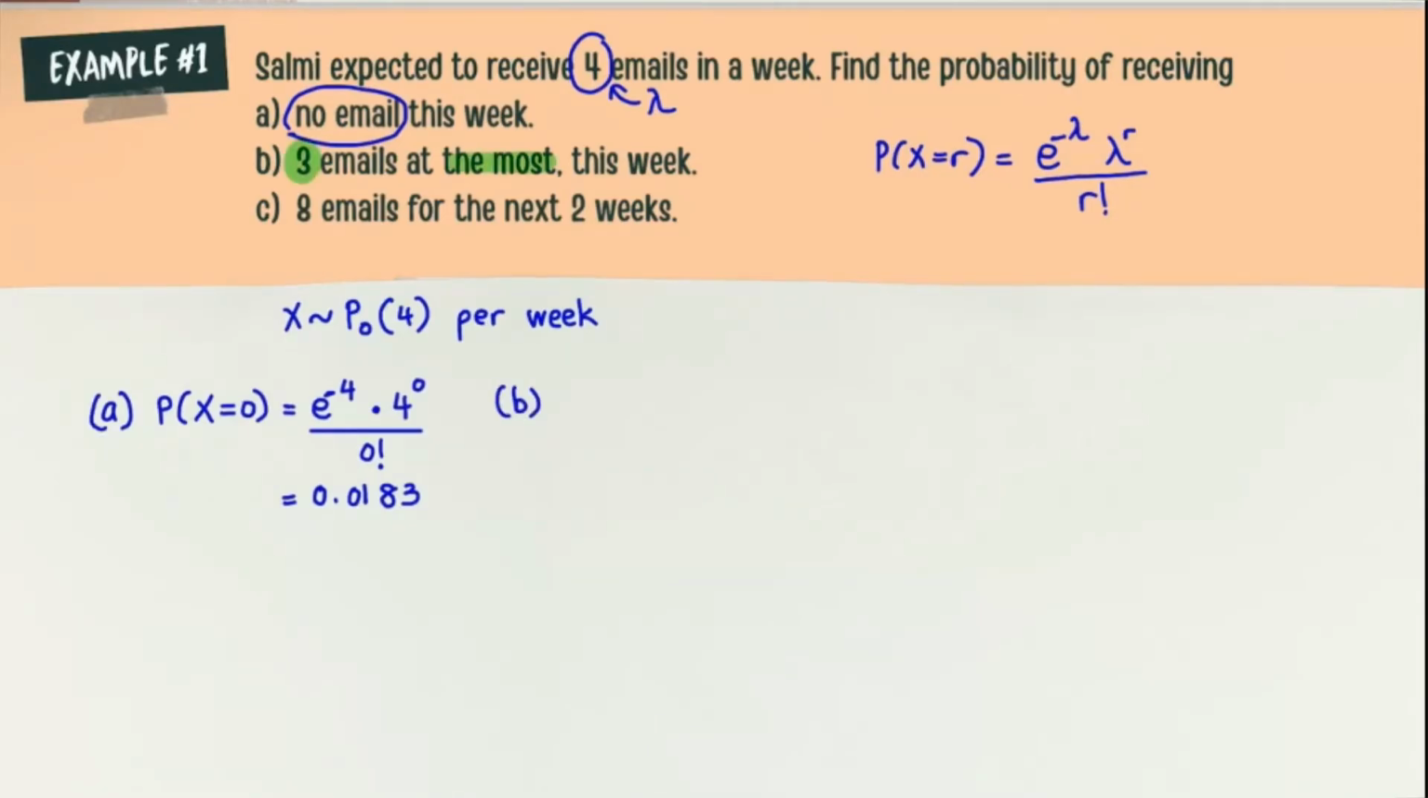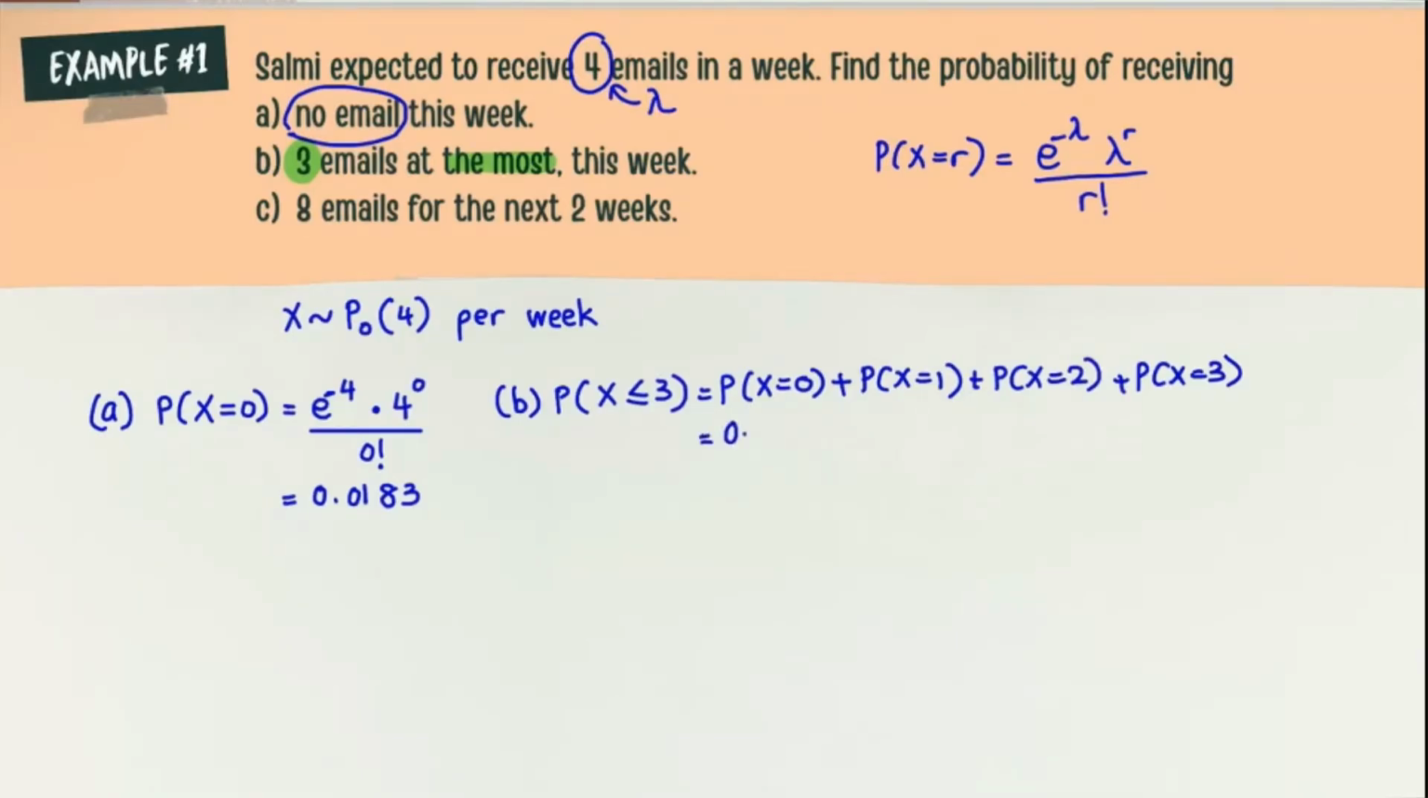Okay. Seterusnya, let's look at part B. 3 mails at the most this week. Maksudnya, dia receive at most 3 email on that week. Okay, kalau at most dia merujuk kepada paling banyak 3. So, X less than or equals to 3. Maksimum kita 3 je. Okay, so ini yang kita akan buat. Kita gunakan formula dahulu. X equals to 0 tambah X equals to 1 plus X equals to 2 plus X equals to 3.